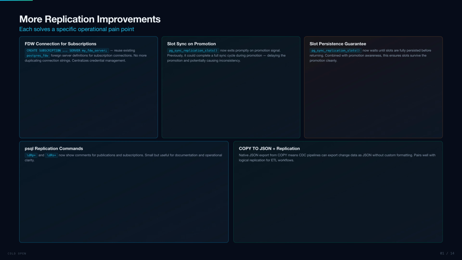psql commands \dRp+ and \dRs+ now show comments for publications and subscriptions. And COPY TO JSON pairs well with logical replication for ETL pipelines. Export change data as JSON natively without custom formatting.